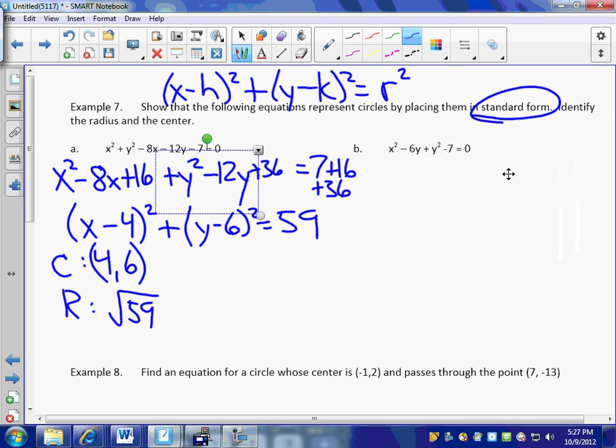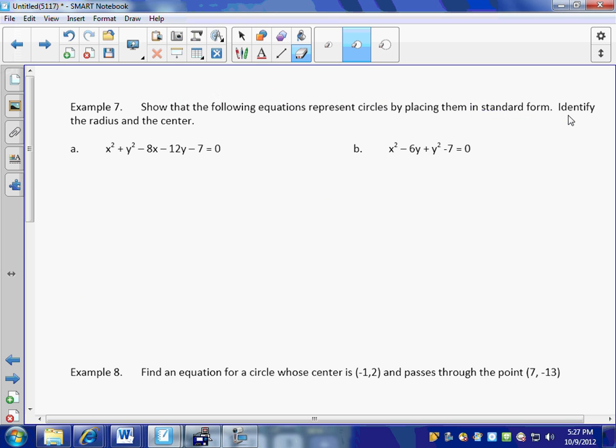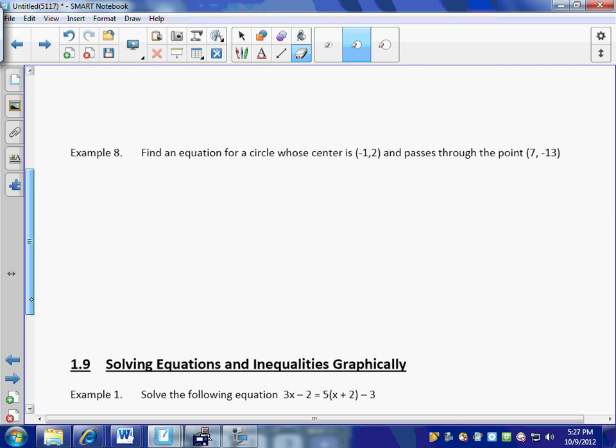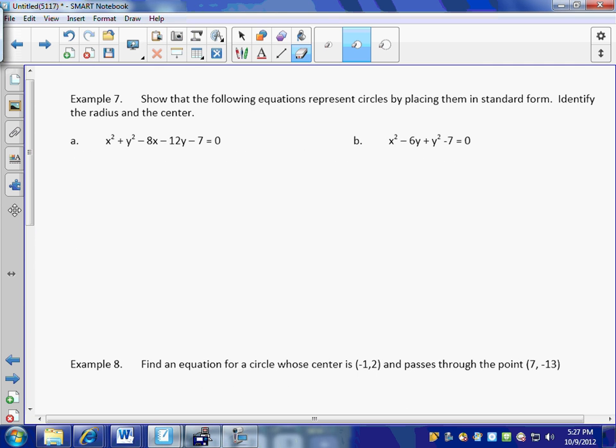Okay, Precalculus, we pick up with your notes right where we left off yesterday. I told you guys we'd be working through this. We're going to go through example B and then example 8. So let's go to work.